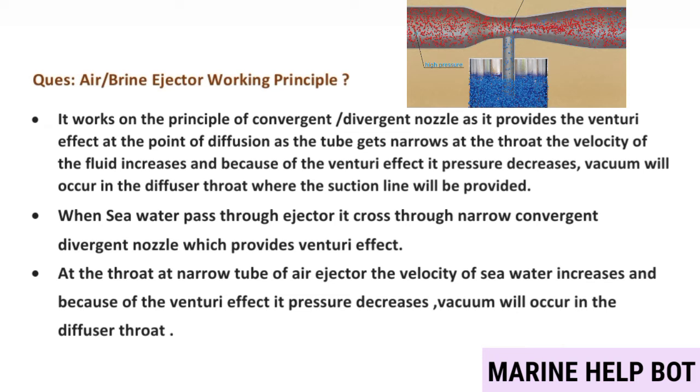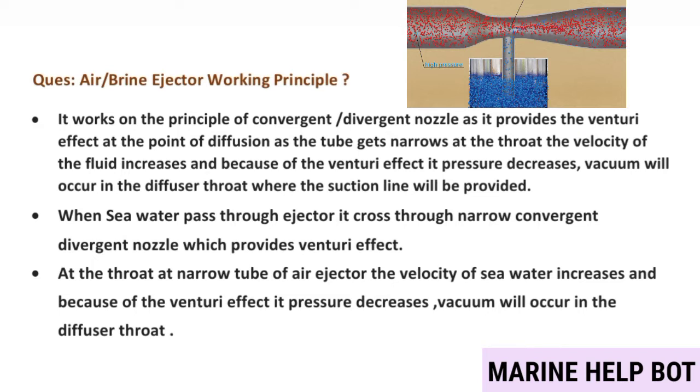air-brine ejector working principle. It works on the principle of a convergent divergent nozzle, as it provides the Venturi effect at the point of diffusion. As the tube narrows at the throat, the velocity of the fluid increases, and because of the Venturi effect, its pressure decreases. Vacuum will occur in the diffuser throat where the suction line is provided.